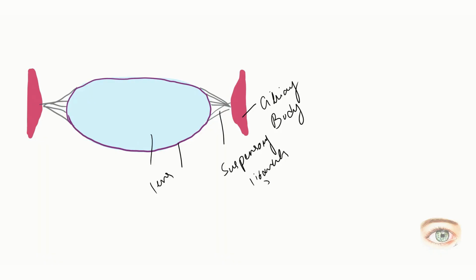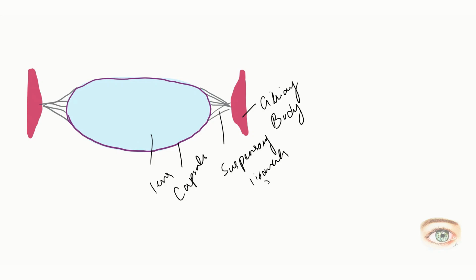This is the ciliary body. These right here are the suspensory ligaments. This is the lens, and this purple thing right here is the capsule.